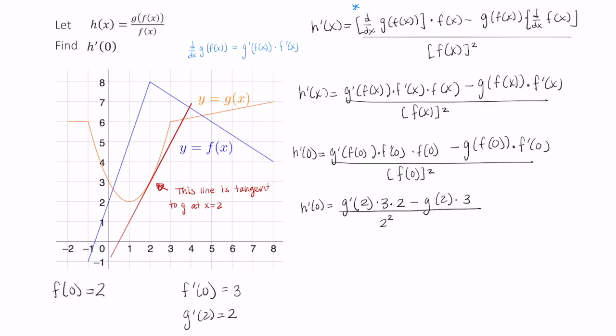And then, of course, in my haste to draw this tangent line and figure out the derivative, I forgot to evaluate g at 2. So the function g evaluated at 2, that is, we would just look at the function value of this orange graph at x equals 2, is just 3. So I can rewrite this further. This is just 2 times 3 times 2 minus 3 times 3, divided by 2 squared. And this simplifies to 12 minus 9 over 4, or just 3/4.